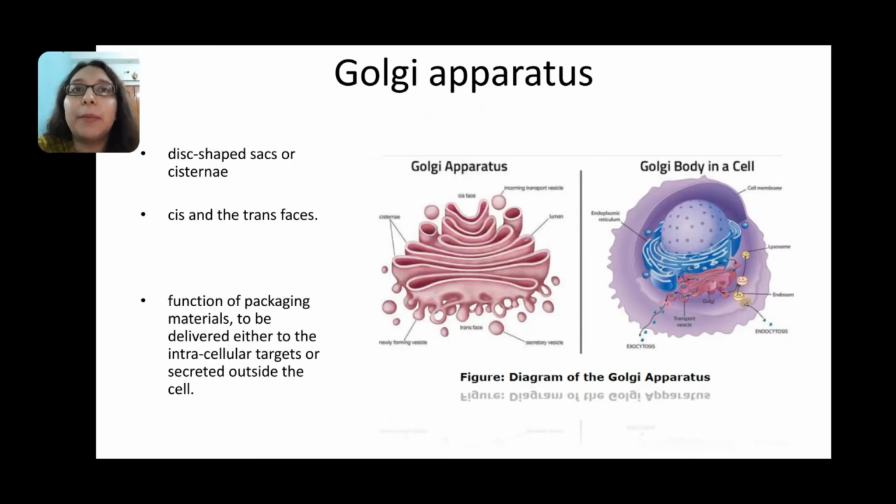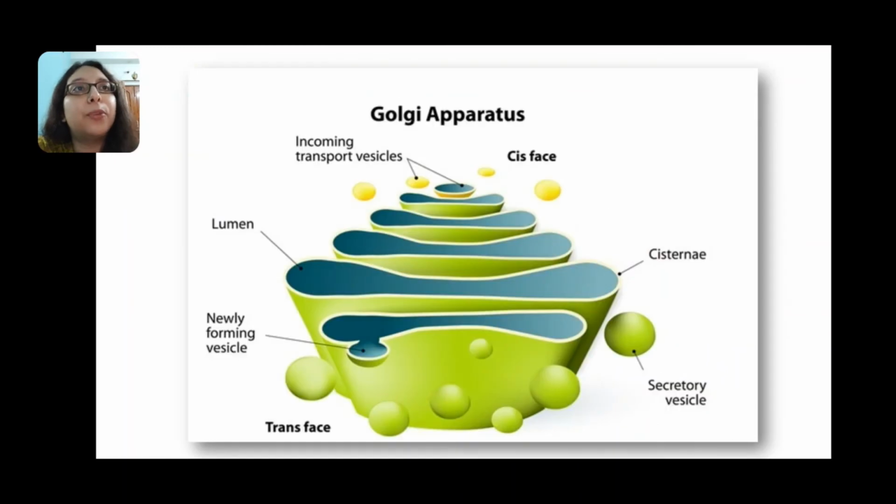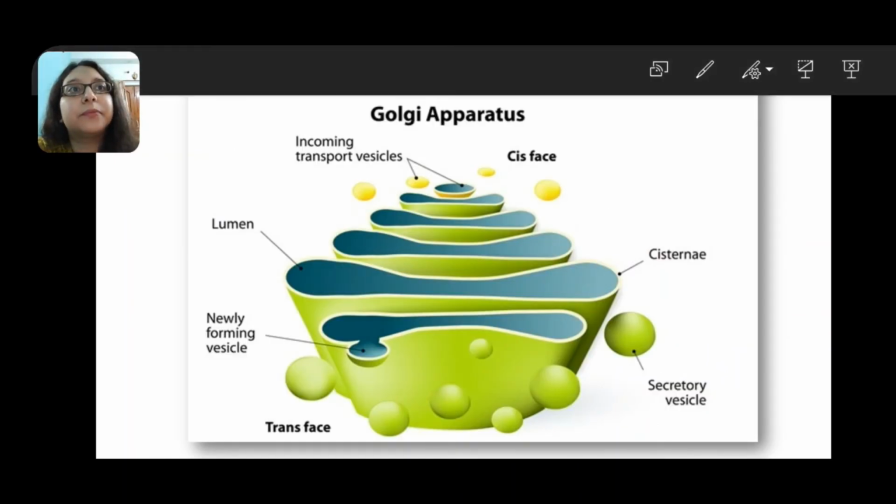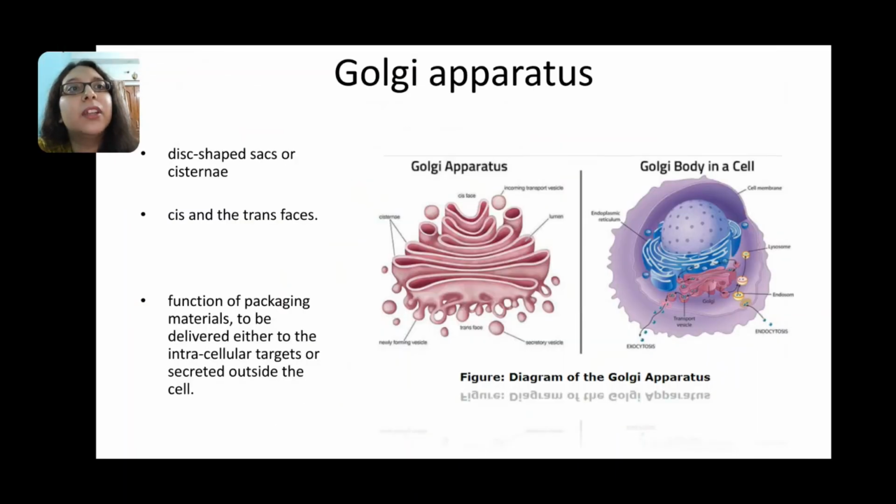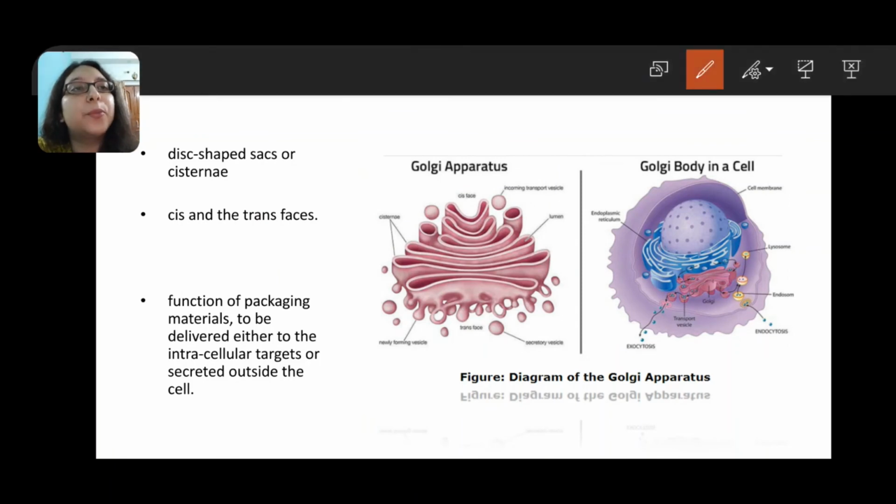Now, these Golgi apparatus are cisternae or sac-like structures. They are present in very close approximation to the nucleus, just outside the nucleus, and they have lumen and cistern structures. Also, they have two phases. We will discuss these phases in the next slide, that is the cis phase and the trans phase.